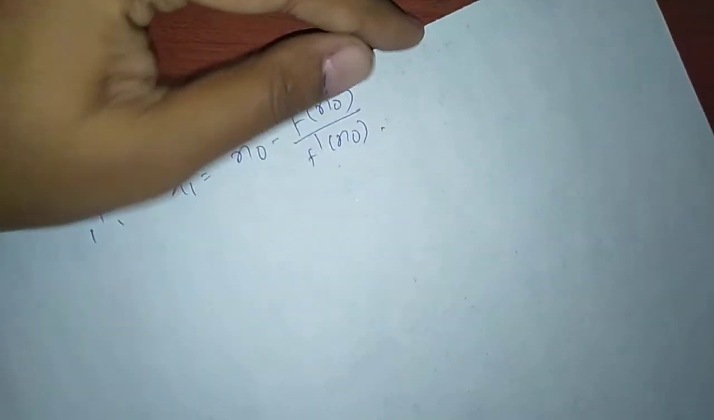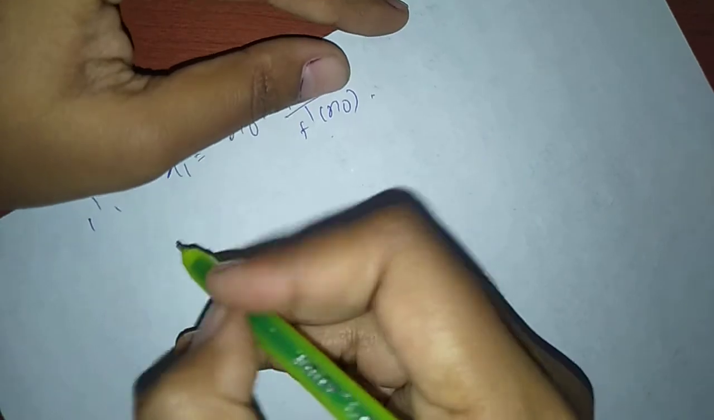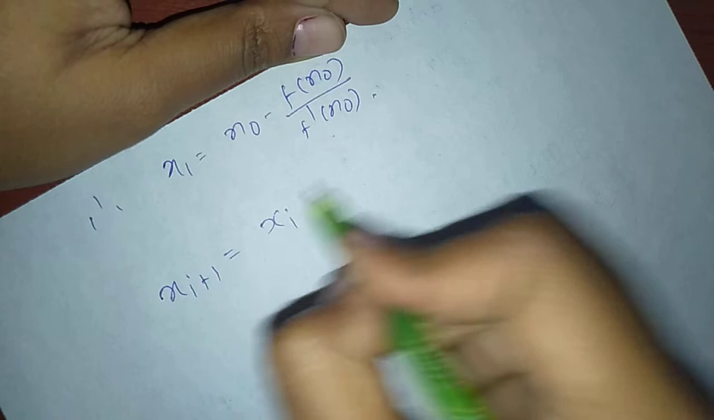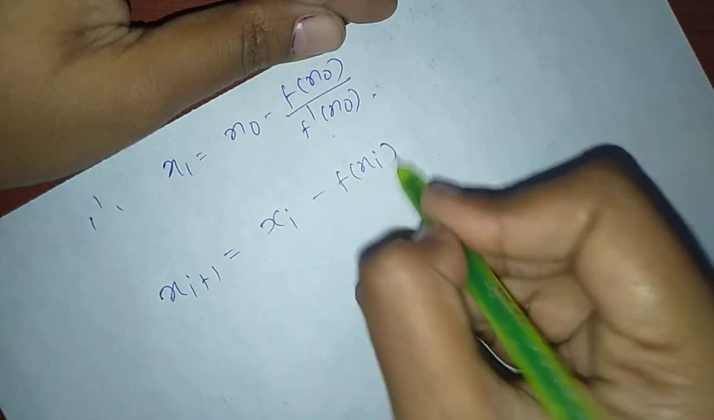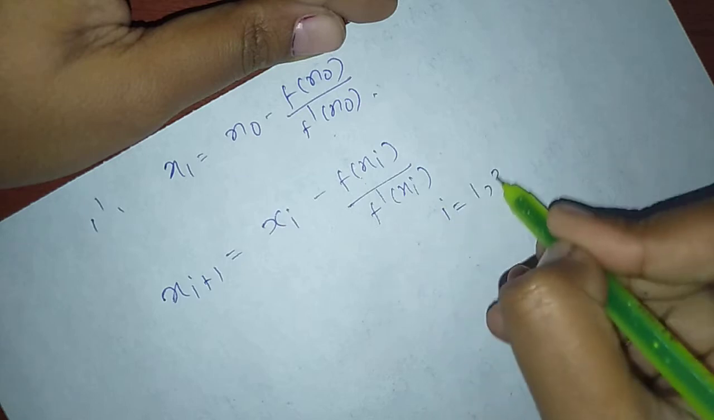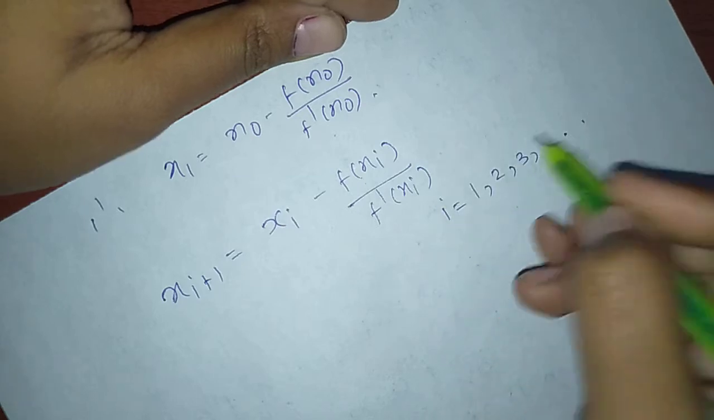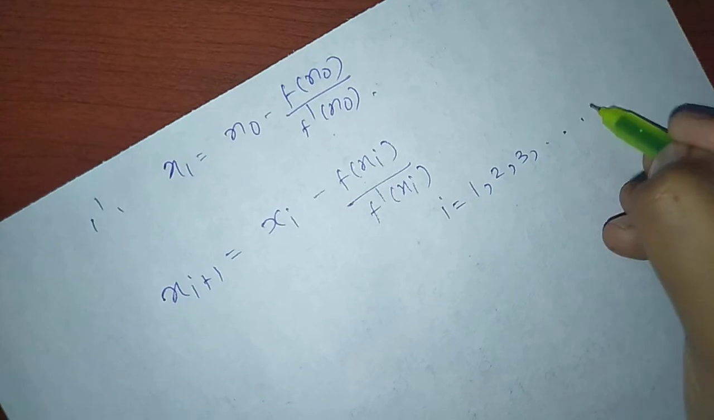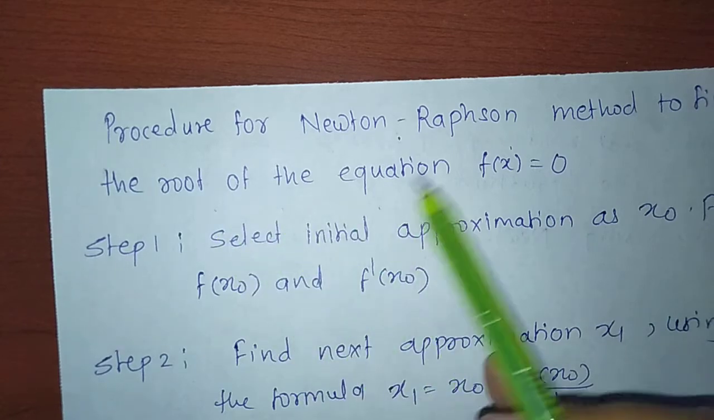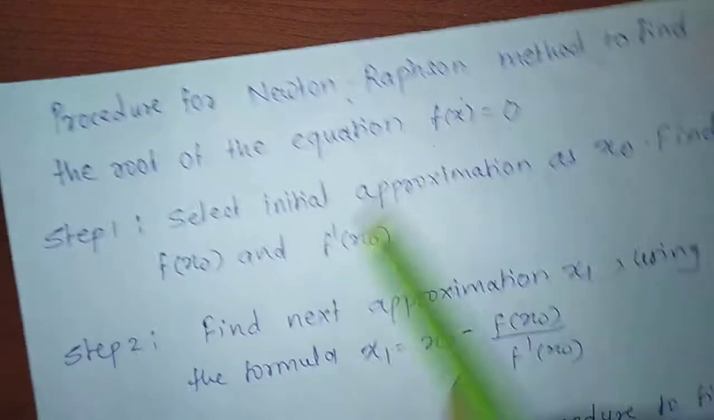Therefore we get x1 equal to x naught minus f of x naught upon f dash of x naught. By successive approximation we get the general formula x i plus 1 equal to x i minus f of x i upon f dash of x i, i running from 1, 2, 3 and so on up to n. Now the procedure for Newton-Raphson method to find the root of the equation f of x equal to 0.